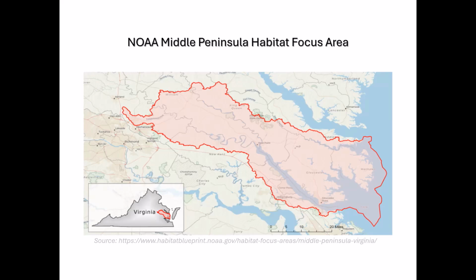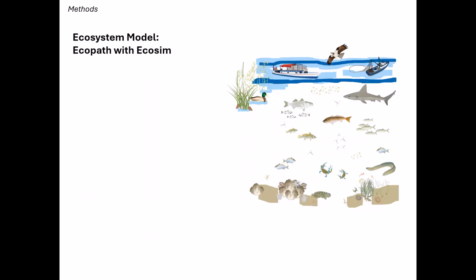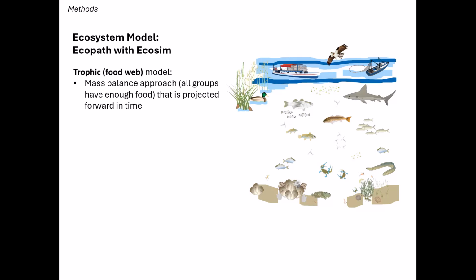So this is the area of the NOAA Middle Peninsula Habitat Focus Area and our area of study. And there's 2 tributaries here where we developed individual ecosystem models for both the Piankatank River and the York River. And these are the rivers where oysters were restored. The main tool we used was EcoPath with EcoSim, and that's a trophic model. And our goal was to change these foundational habitats both singly and in combination, so we could get at the compounded effects or start to get at cumulative effects and understand the changes that take place here.